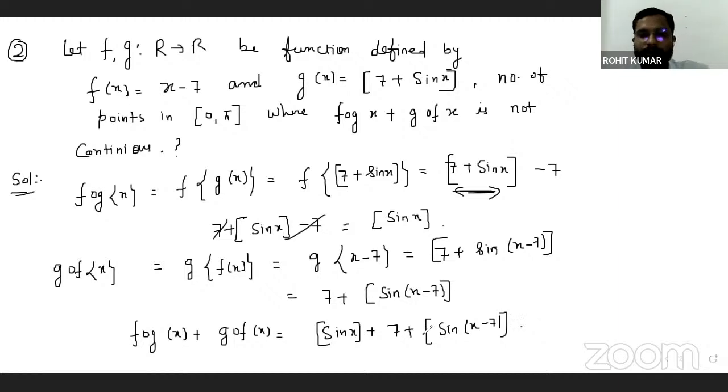Now think about this problem. 7 is a constant value. It has nothing to do with the continuity and discontinuity of the function. Right? So our main thing is the greatest integer function of sin x and the greatest integer function of sin(x minus 7). So please copy this and then I'll take it in the next phase and discuss the points of discontinuity.